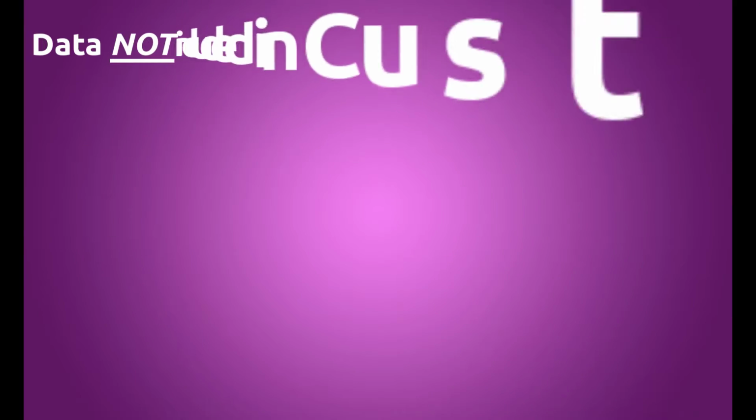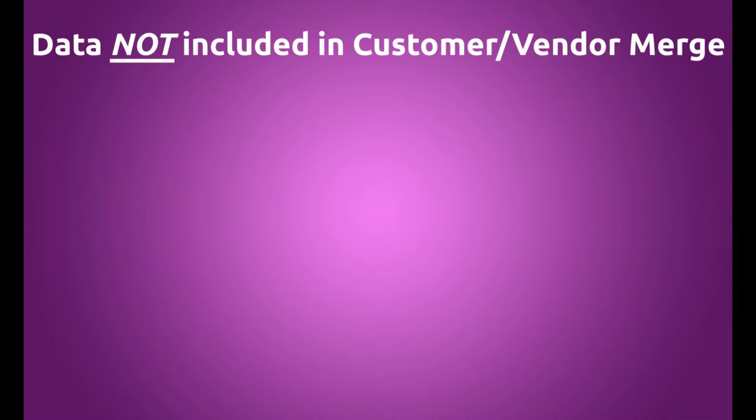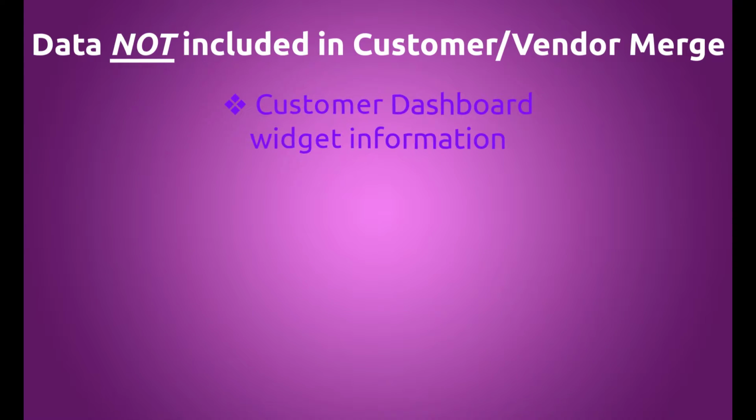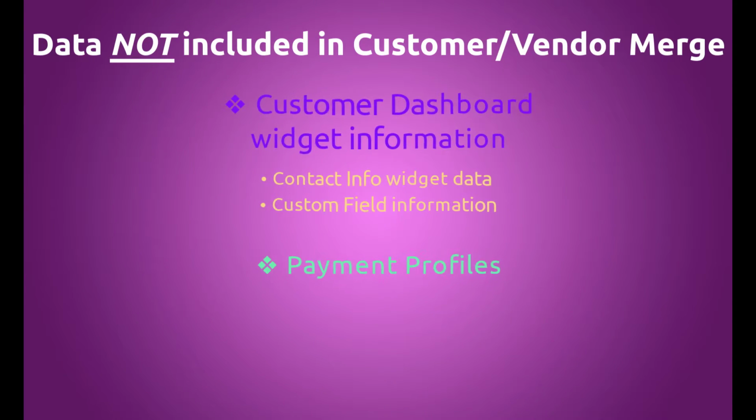Some of the information that will not be included in the merge includes customer dashboard widget information, such as contact info widget data or custom field information. We'll discuss this further when going through the steps. Payment profiles. This is extremely important if your customer has an autopay payment active. And appointments. If you have any appointments scheduled with a contact from the From record, it will not merge the appointment info to the To record or show on the Upcoming Appointments widget on the dashboard.